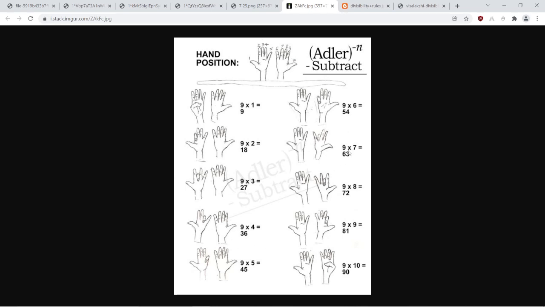Let's say that we want to do 9 times 7. I'm going to count 1, 2, 3, 4, 5, 6, 7. Move that down. And now I'll count the left side. 1, 2, 3, 4, 5, 6. And the right side. 1, 2, 3. And now I get 63. Because it's 6 on the left, 3 on the right, and the 7th finger is down. So 9 times 7, 63. And you can kind of use this as just a quick guideline for young children.